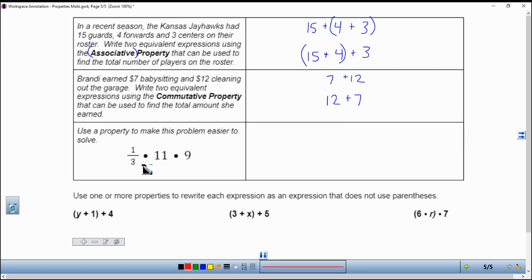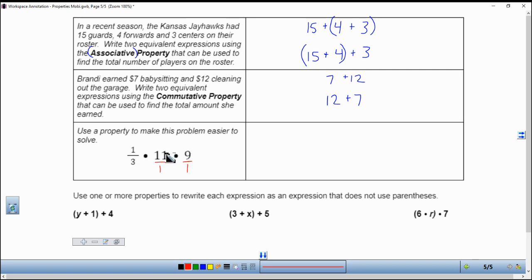Okay, this one here is a little bit more advanced, but same ideas here. It says use a property to make this problem easier to solve. Well, right now it looks a little tricky because we have 1/3 times 9, or 11 times 9. If we're going to multiply a fraction, we'd probably want the other numbers to be fractions too, so I'm just going to change those to fractions. And when we multiply fractions, sometimes we can simplify, but if I look at 11 and 3, I cannot simplify those. However, if that 9 over 1 was next to the 1/3, we could simplify that.